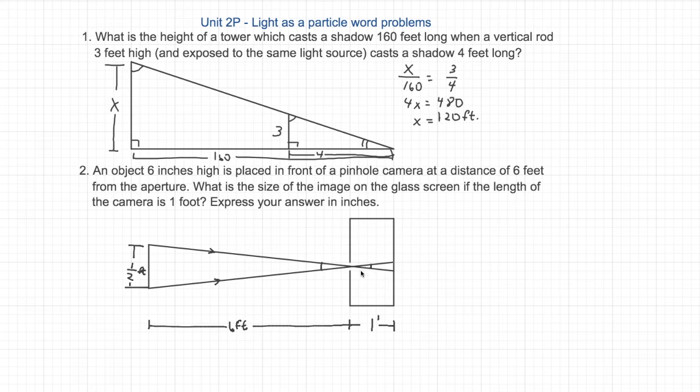These two triangles, the larger one on the left and the smaller one on the right, are similar. They have equal vertical angles and equal corresponding interior alternating angles. So we can set up our proportion. x is the height of the image. And we find that x equals 1/12 of a foot, which equals 1 inch.